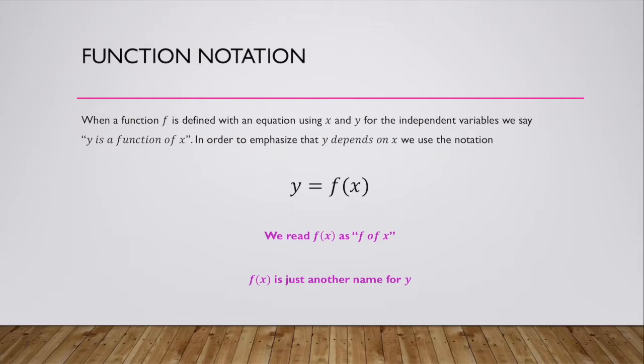When a function f is defined with an equation using x and y for the independent and dependent variables, we say y is a function of x. And this is used to emphasize the fact that y depends on x. So now instead of y, we can write f of x. And I read that out loud, f of x. F of x is just another name for y.